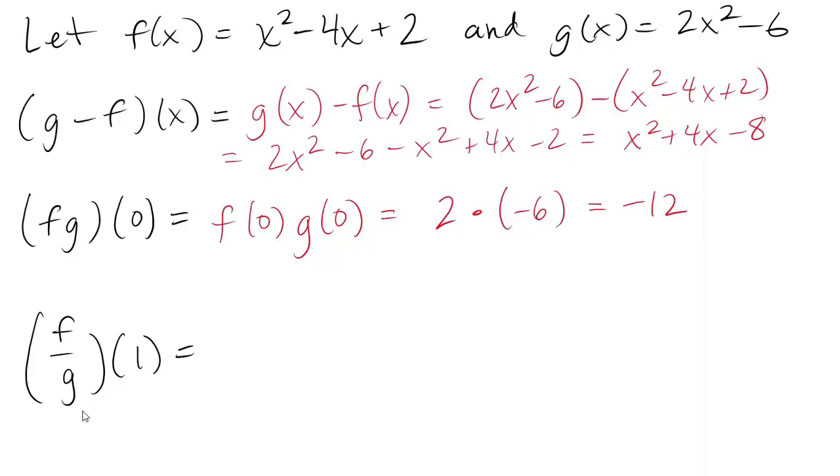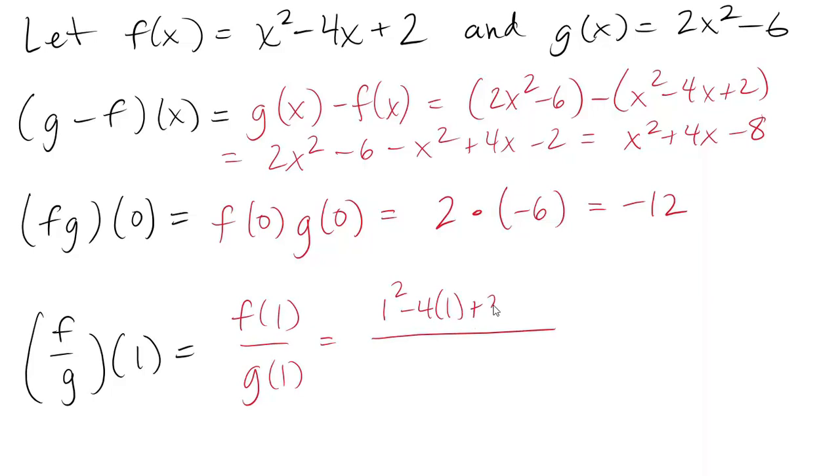The next one is the quotient of f and g evaluated at 1. This just means f of 1 divided by g of 1. And so I'm just going to plug 1 into f of x, put that on top. That's 1 squared minus 4 times 1 plus 2. G of 1 on the bottom, plug 1 into g and put that in the denominator. 2 times 1 squared minus 6.